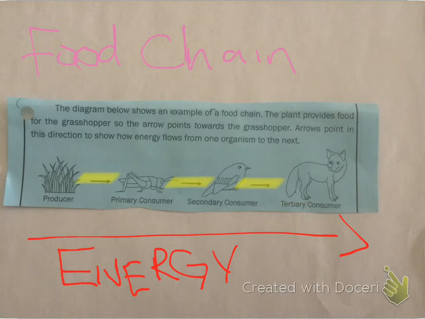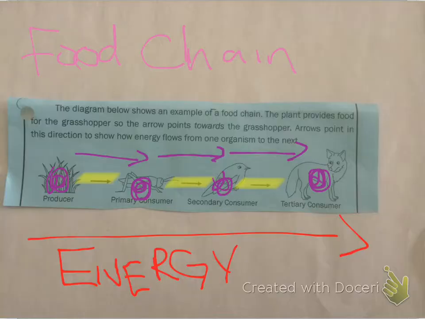So there's energy inside of our plants, and that energy is going to get passed from organism to organism. There's energy here in our producer, and that's going to get passed to our primary consumer. Then that energy is going to get passed to our bird, which will then get passed to our fox. So that is the chain that we're going to see as we move from one side to the other of this food chain.